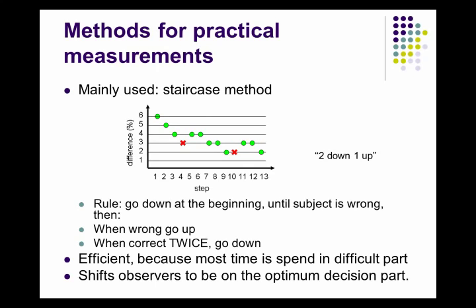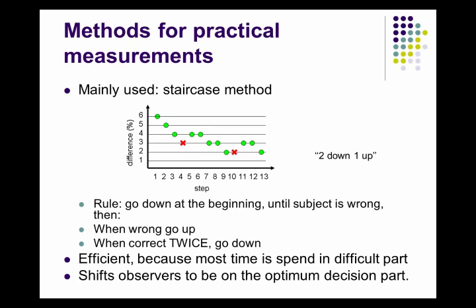Let's just assume that for a second that's correct. You get it right twice, you go down. You get it right twice at 3%, you go down. You get it right once, and then you get it wrong, and then you go up again. So every time you get it wrong, you go up. Every time you get it right twice, you go down. That's what's called 2 down, 1 up. But in fact, we only use the 2 down, 1 up from here onwards, because at the beginning we want to start very easy, and we go down in steps of 1.